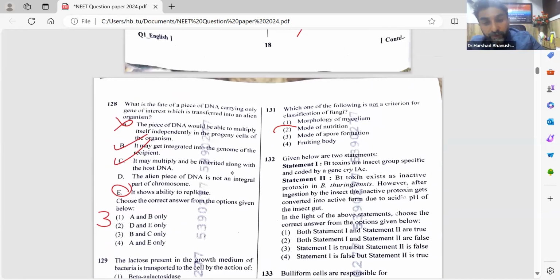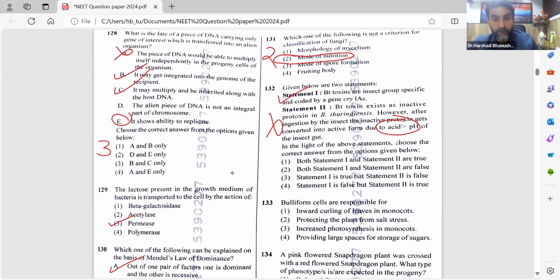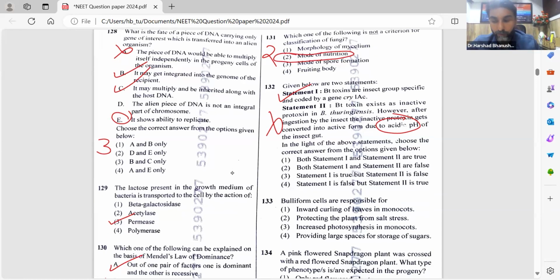Mode of nutrition for all fungi is the same. So mode of nutrition is not the criteria. They have asked which is not the criteria. Mode of nutrition is not the criteria. Next, Bt toxins are insect group specific and are coded by Cry1Ac. That's a correct statement. Whereas the toxin does not become active because of acidic pH. It becomes active because of alkaline pH. So this statement is wrong. So statement 1 is correct and statement 2 is false. So answer would be option number 3.